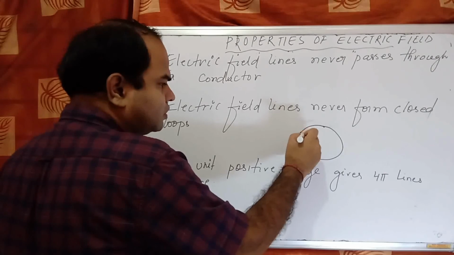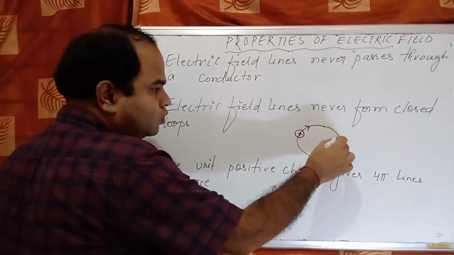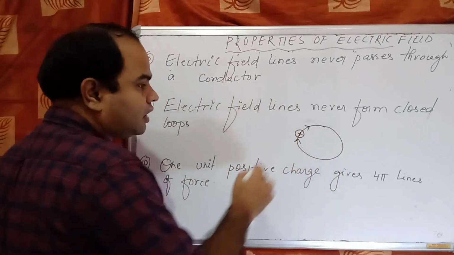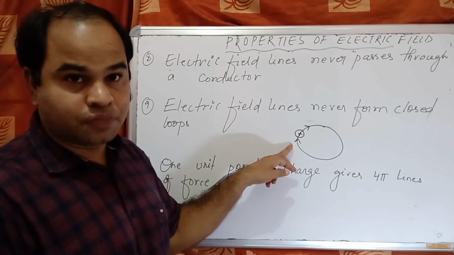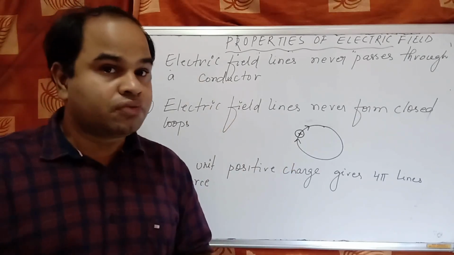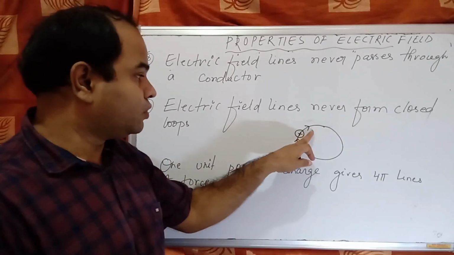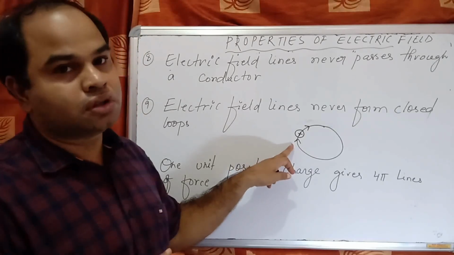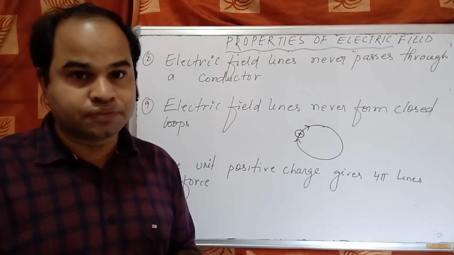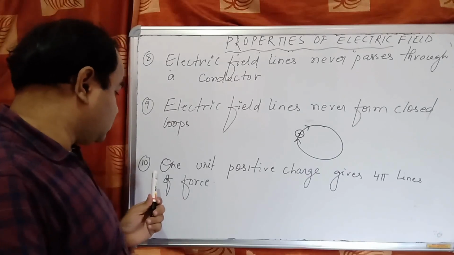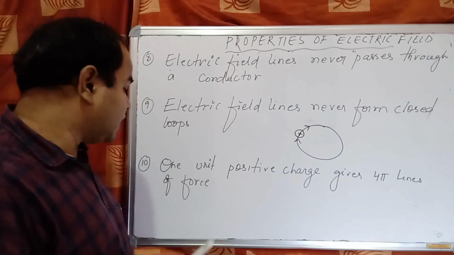Let us say this is a positive charge. For a positive charge, the field is outward. But if we form a closed loop, the field lines would be moving inside the positive charge. That is not possible, because we know the electric field is outward for a positive charge and inward for a negative charge. It cannot be both outward and inward, so it is not possible. So we can say electric field lines never form closed loops. Next is the last property: one unit positive charge gives 4 pi lines of force.